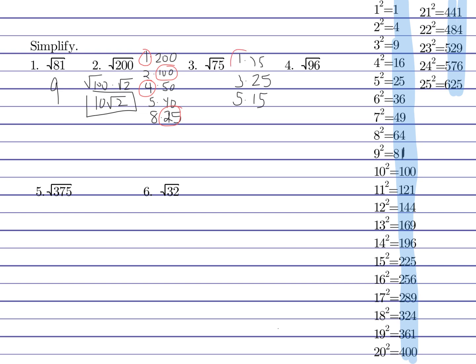Then I'm going to circle the perfect squares. 1 and 25 are the only two that I see in that list of factors. And then I am going to select the largest one, and that's 25, and rewrite the square root of 75 as the square root of 25 times the square root of 3.